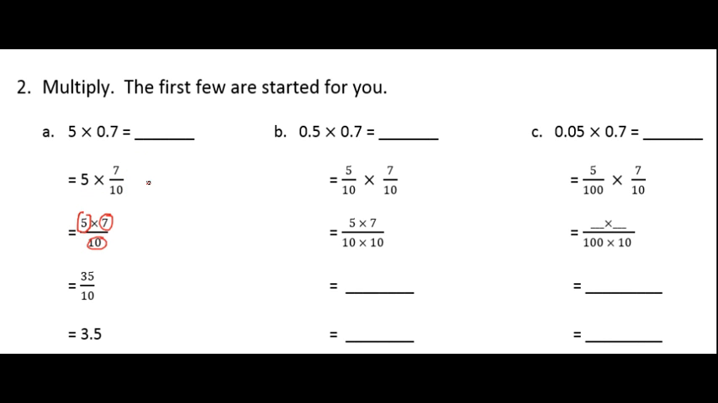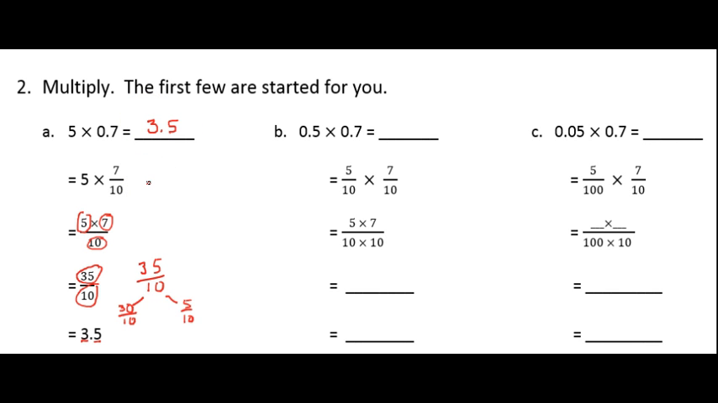Well, if I have 5 groups of 7, that would give me 35 pieces, and each piece is still a tenth. 35 tenths, written in decimal form, is 3 wholes and 5 tenths, because in 35 tenths, it would take 30 tenths to make 3 wholes, and that would leave 5 tenths. So that's where we get 3 and 5 tenths in decimal form. So the answer to 5 times 7/10 is 3 and 5 tenths.